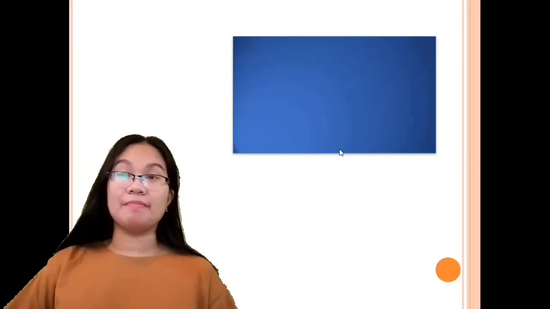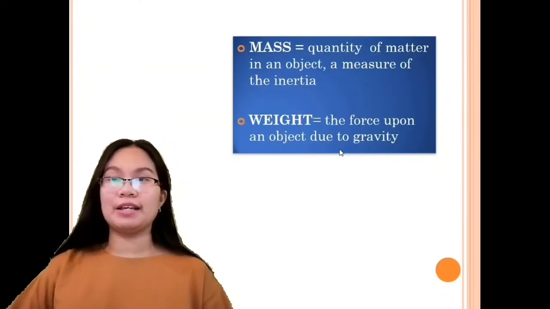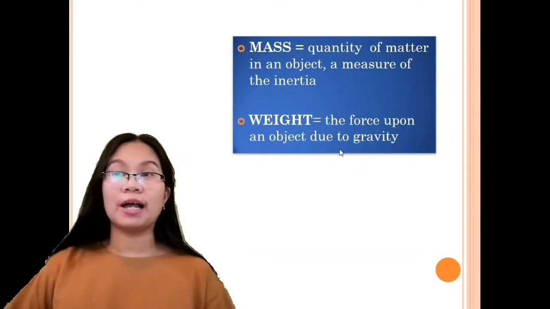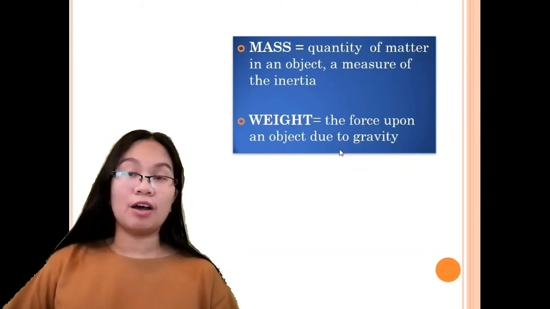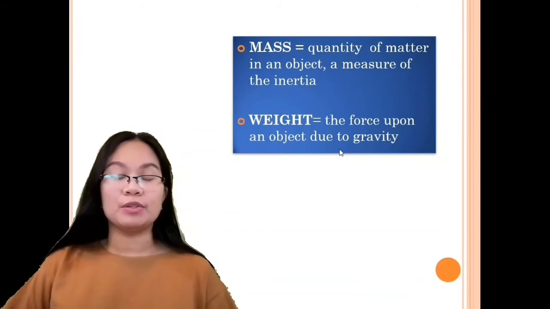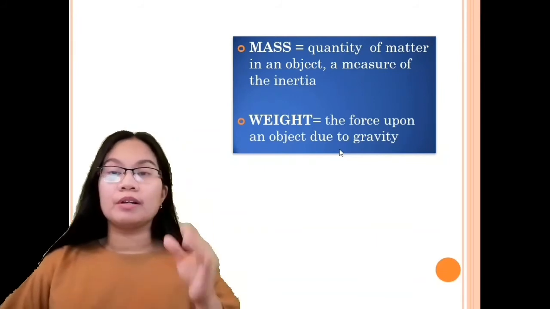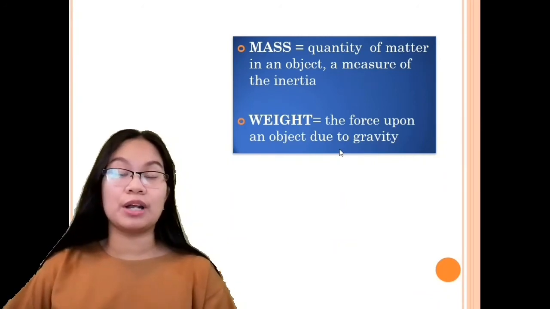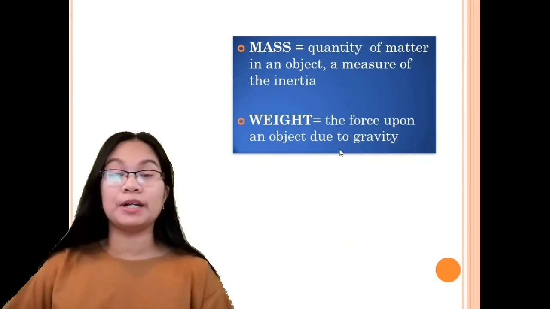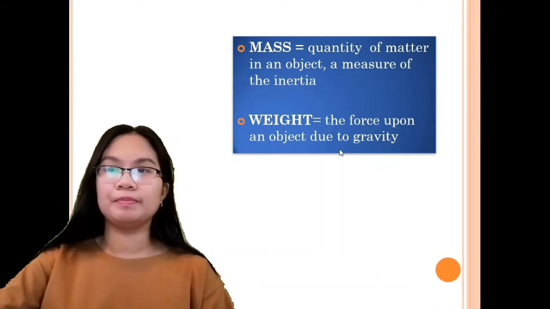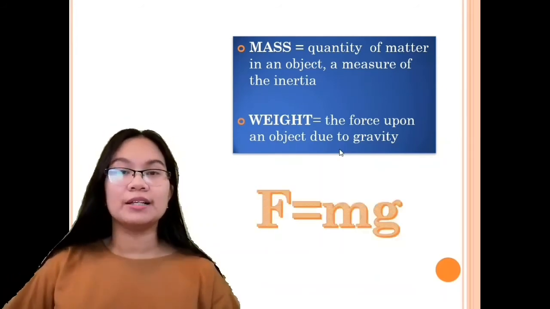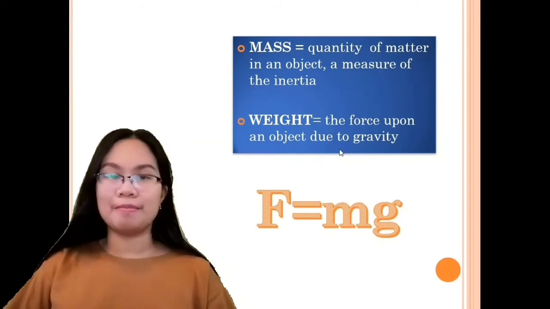So let's define again. Mass is the quantity of matter in an object and it's a measure of inertia, while weight is the force upon an object due to gravity. So if you are on Earth, it's mg, wherein that's your mass times the acceleration due to gravity of 9.8 meters per second squared. Okay. So F equals mg, that's our weight. Okay, it's different from the mass.